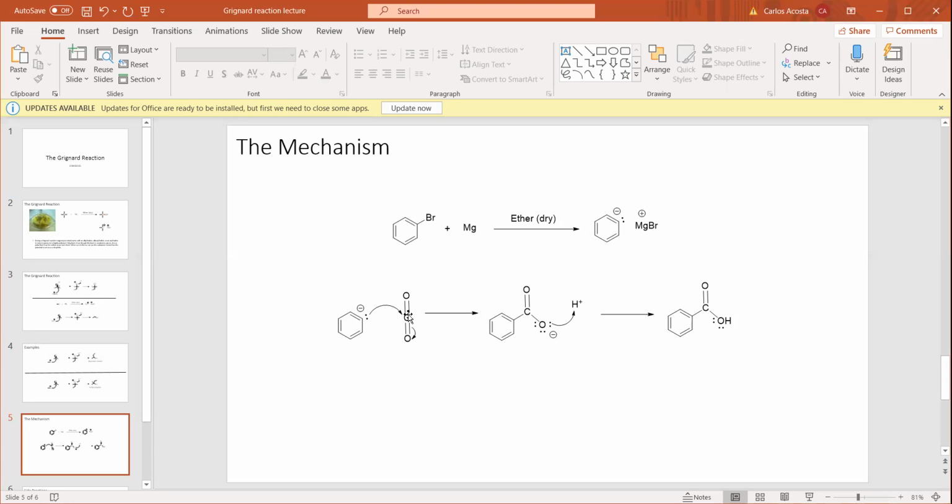The electrons in the pi orbital between the carbon and the oxygen will be kicked up onto the oxygen, forming this carboxylate intermediate, which can then be protonated by an acid, and we get our final product, which is benzoic acid.